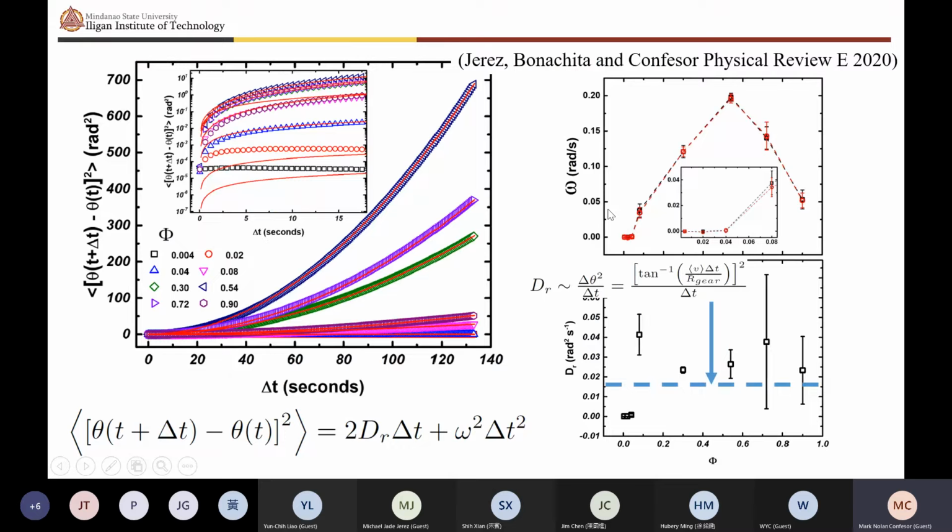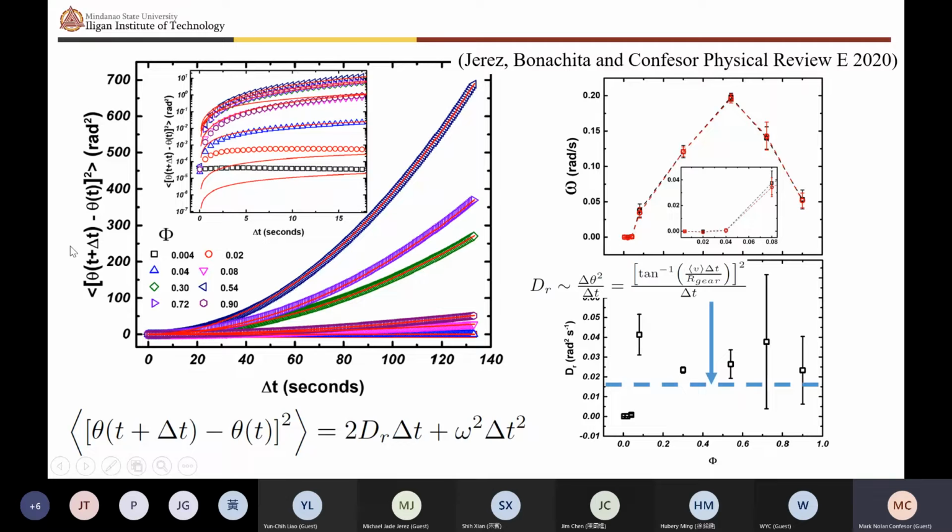Now I go back to this result for the single gear, and as you can see, we were able to make a Langevin model for it, and from that model, one can calculate again the mean square displacement. Okay, so the mean square displacement has two terms. You have this drifting term and this ballistic term, omega squared delta t squared, where omega is the net drift, and dr is the rotational diffusion coefficient.